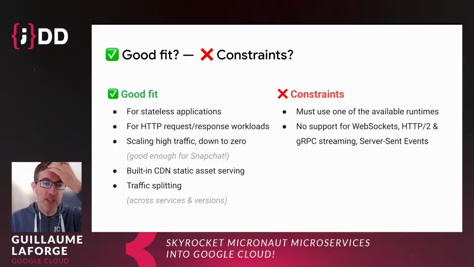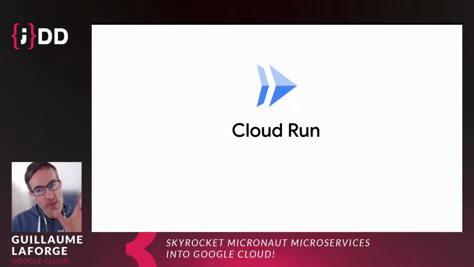App Engine is great for stateless applications, for HTTP workloads. So it's great for web frontends, backend APIs, and such. Built-in CDN is great, as is traffic splitting for deployments, A/B testing, and so on. One limitation that's going to be lifted with Cloud Run is that you can't support things like WebSockets, HTTP2 streaming, gRPC streaming, or server-sent events. That's because HTTP requests are buffered, so you can't get a stream of events flowing to and through your application. But with Cloud Run, that's not the case.